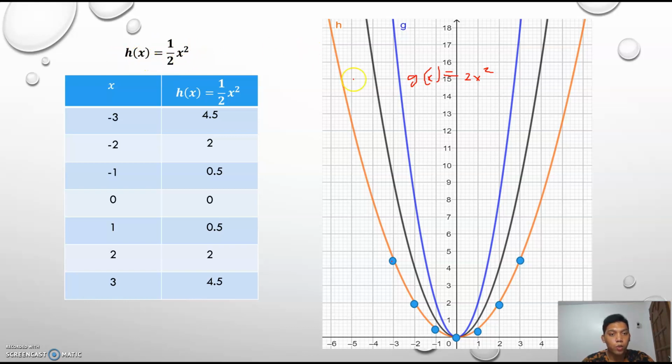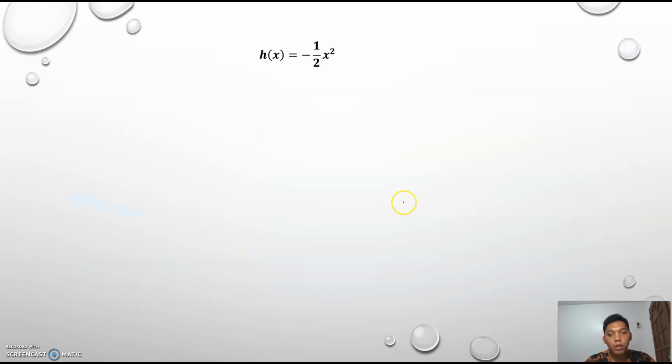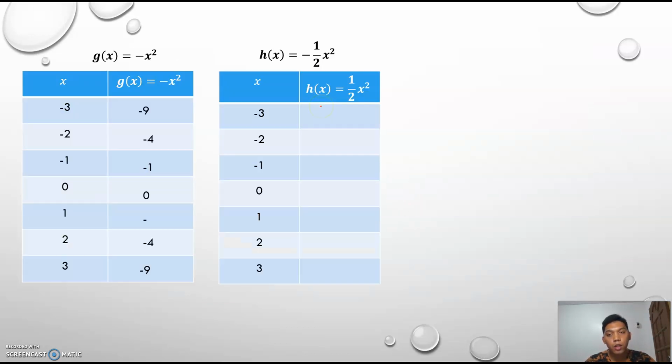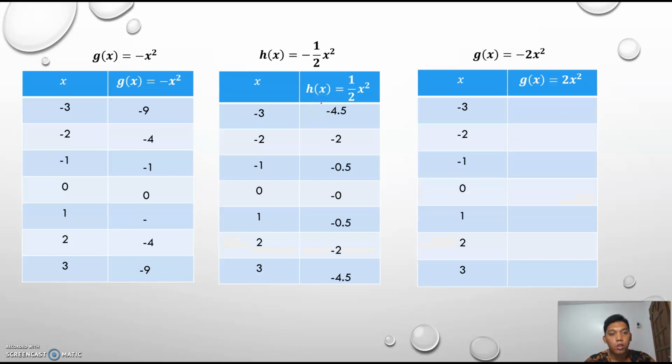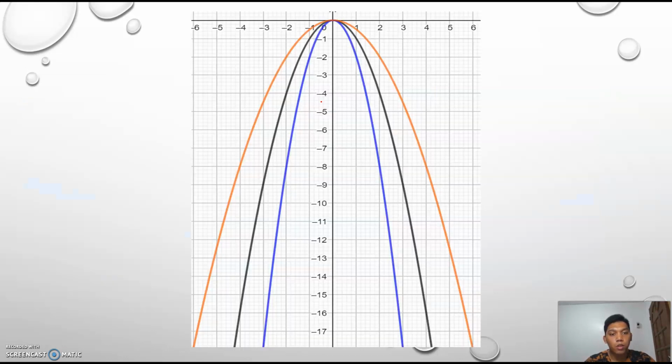What about the orange one, the h function? We have 1/2 x squared. As the value of a is 1/2, what can you say about the graph of the h function compared to the black one? It's widening. All right, the graph is widening. So what can we infer? The same goes when we have negative functions; it goes like this also.